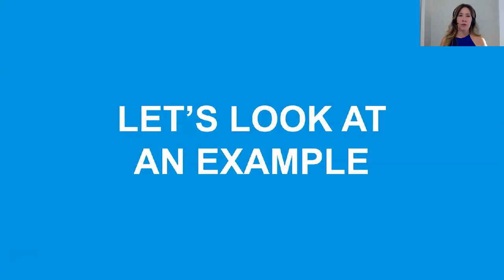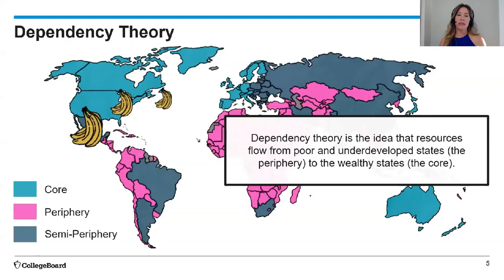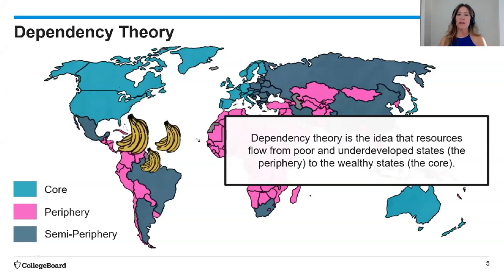So let's look at an example. The dependency theory is the idea that resources like bananas flow from poor and underdeveloped states, also called the periphery, to wealthy core states. So if you notice in this map here, I've also included semi-periphery. Semi-periphery is a component of Wallerstein, but today we're just going to look at dependency theory, and we'll just be focusing on core and periphery. So remember, the dependency theory is just that idea that resources are flowing from poor and underdeveloped states, the periphery, to wealthier states, the core.